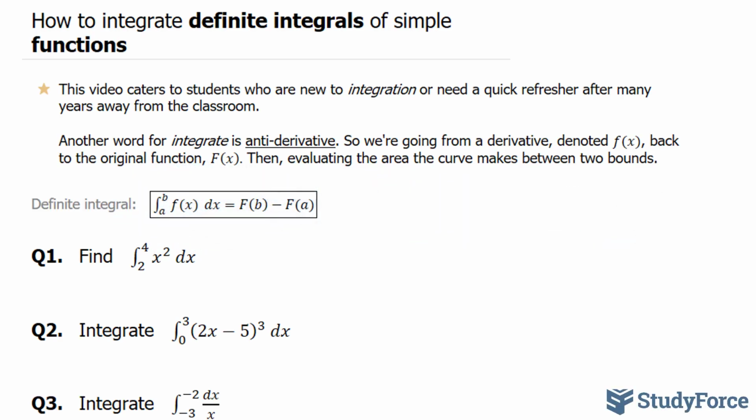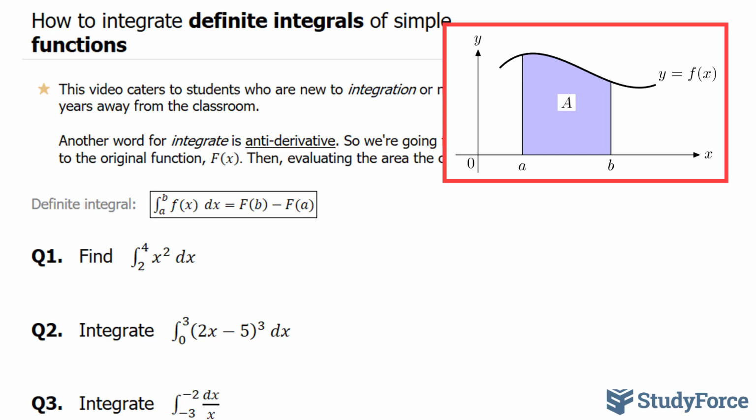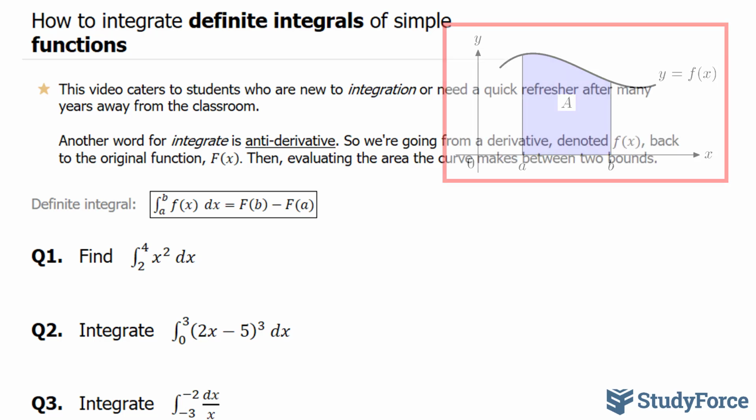In this lesson, I'll show you how to integrate definite integrals of simple functions. I have already done a video on how to integrate indefinite integrals of simple functions. There's a difference between the two. A definite integral is finding the antiderivative of a function with a lower and upper bound. So the end result is a number, and that number represents the area underneath that particular curve.